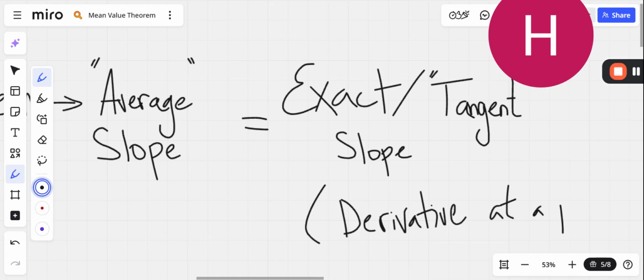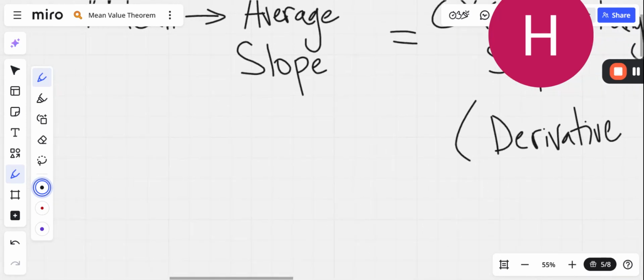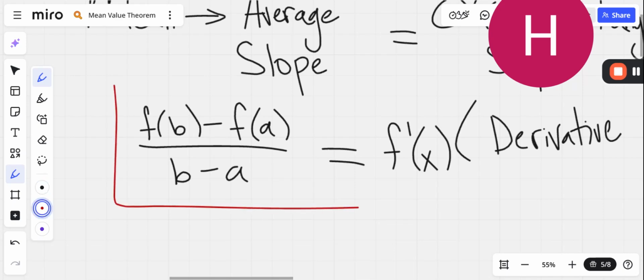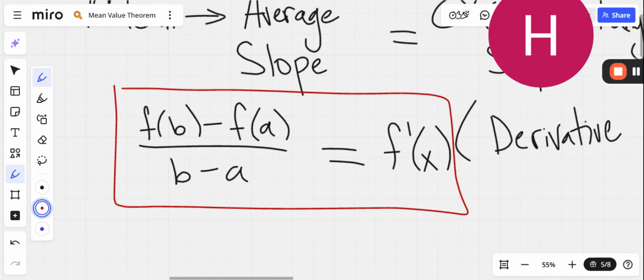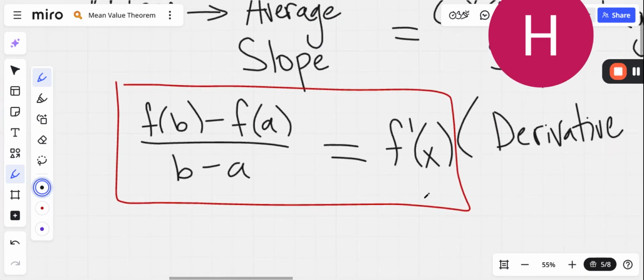Derivative at a point. Okay. So how exactly do we use this? Well, it's very simple. The average slope, or the average rate of change, is something you should be very familiar with. f of b minus f of a, also known as y2 minus y1, over b minus a, which is the same as x2 minus x1, equals the derivative. And this is the equation that you need to be able to set up every time, once you've confirmed that the function in question is indeed differentiable over the interval that they give you. So let's see how that works for a couple of examples.